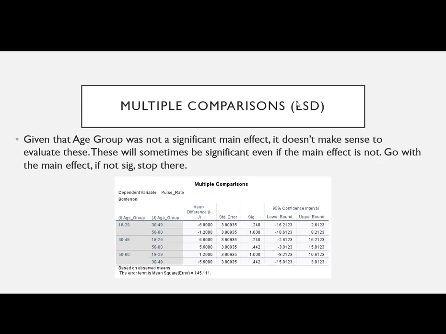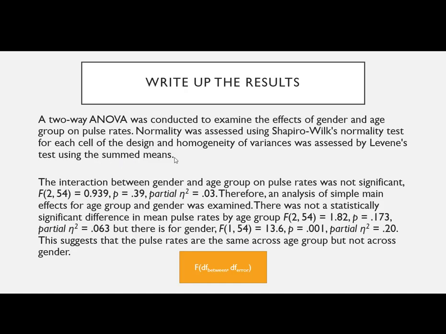And then multiple comparisons, LSD, Bonferroni, whatever it is, we use Bonferroni here. Given that the age group was not a significant main effect, it really doesn't make sense to evaluate these. This is the only variable that had more than 2 groups, and that one wasn't significant. But sometimes they will be significant, even if the main effect is not. We're going to go with the main effect. If it's not significant, we'll stop there. So let's write up the results.